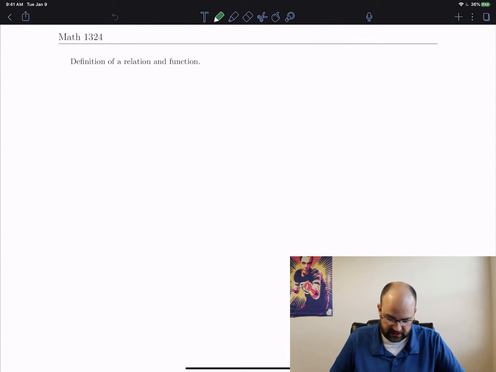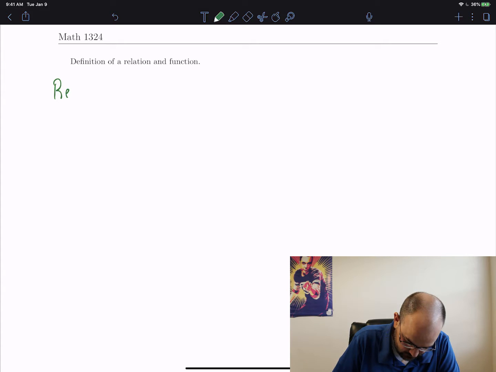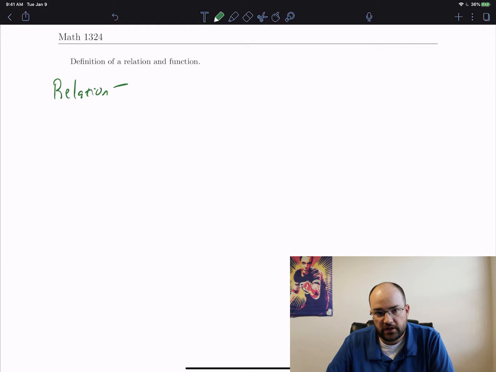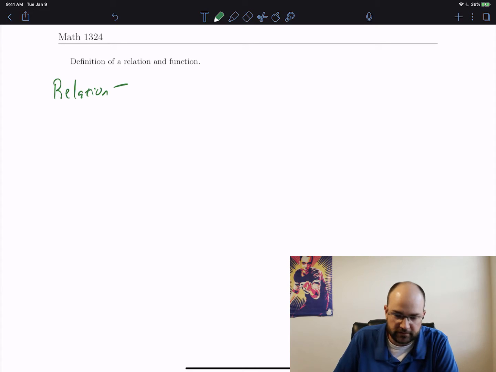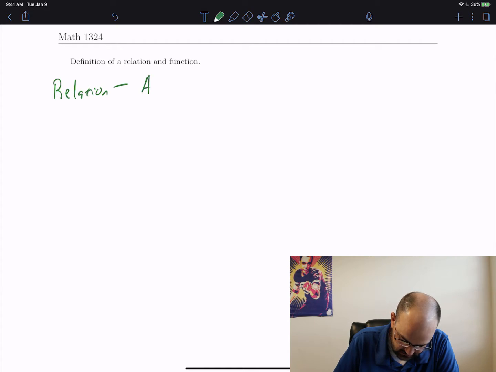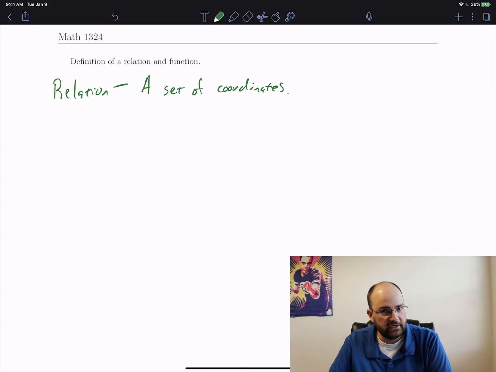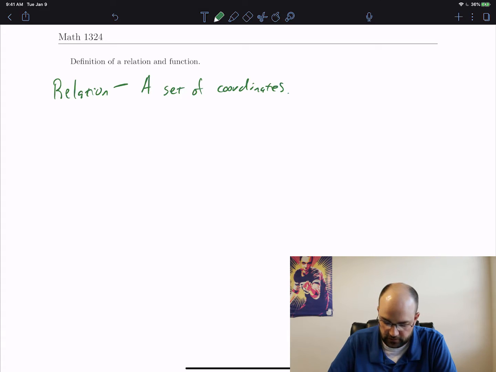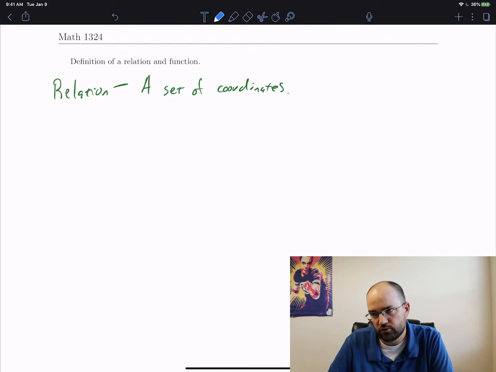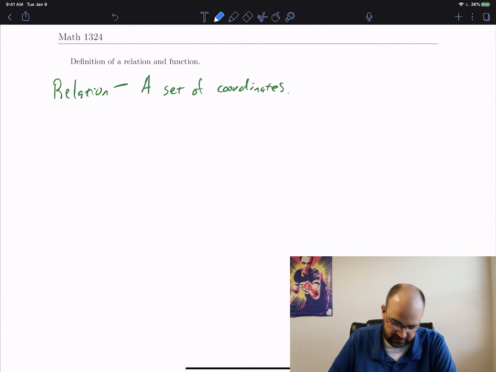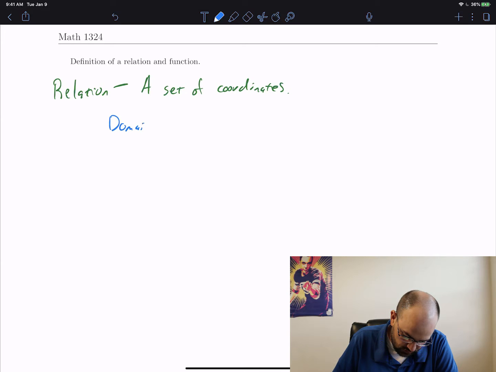Now, a relation in mathematics is the following. So a relation is basically, well, the simplest way of saying it is that it is a set of coordinates. And that's really it. With a set of coordinates, though, there come a few different important concepts. The first is the idea of domain.